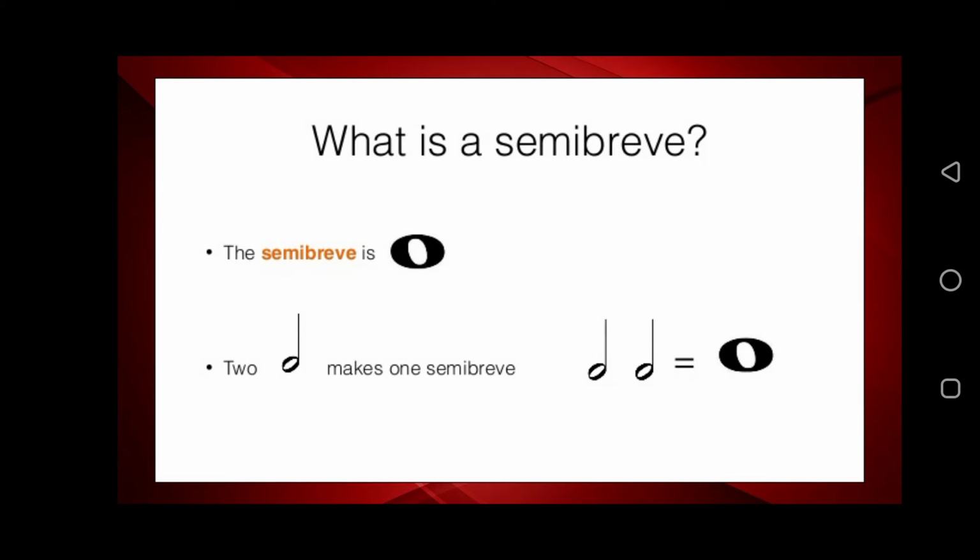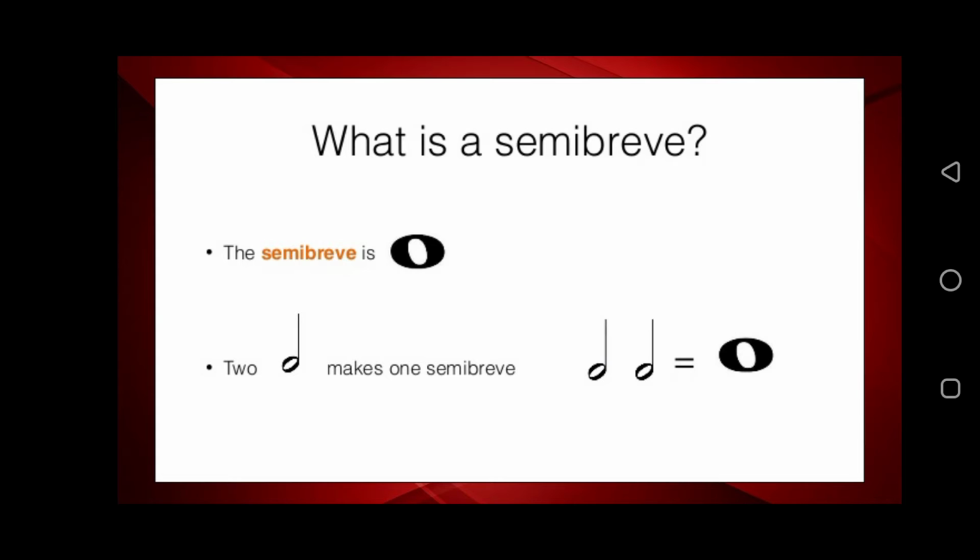What is a semibreve? The semibreve is an oval shape. Some people say it is a circle, but I call it an oval shape, like the shape of an egg. So you can see there. 2 minims make 1 semibreve. So if you look below, you see that we are already having a minim note. It makes what? 1 semibreve.